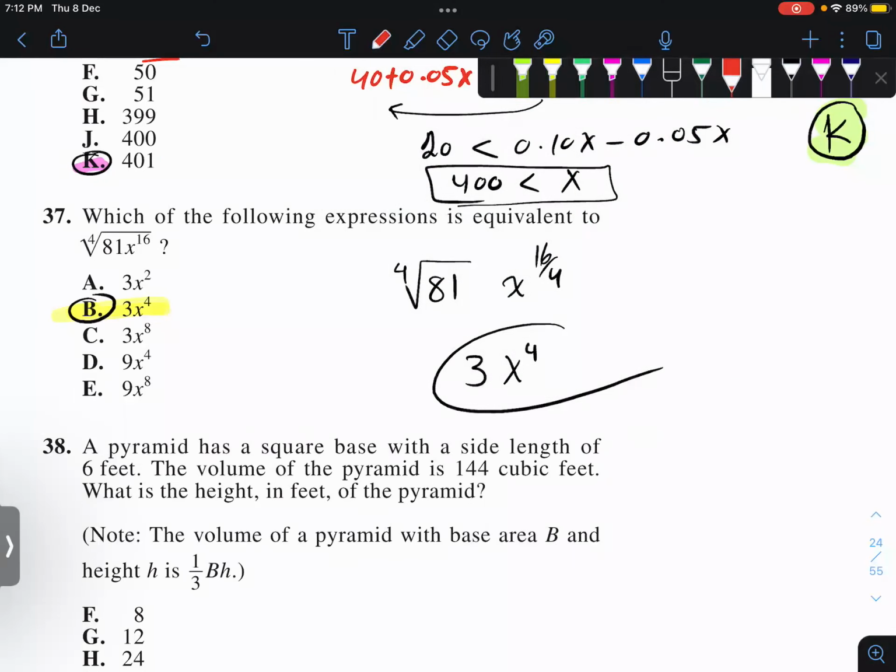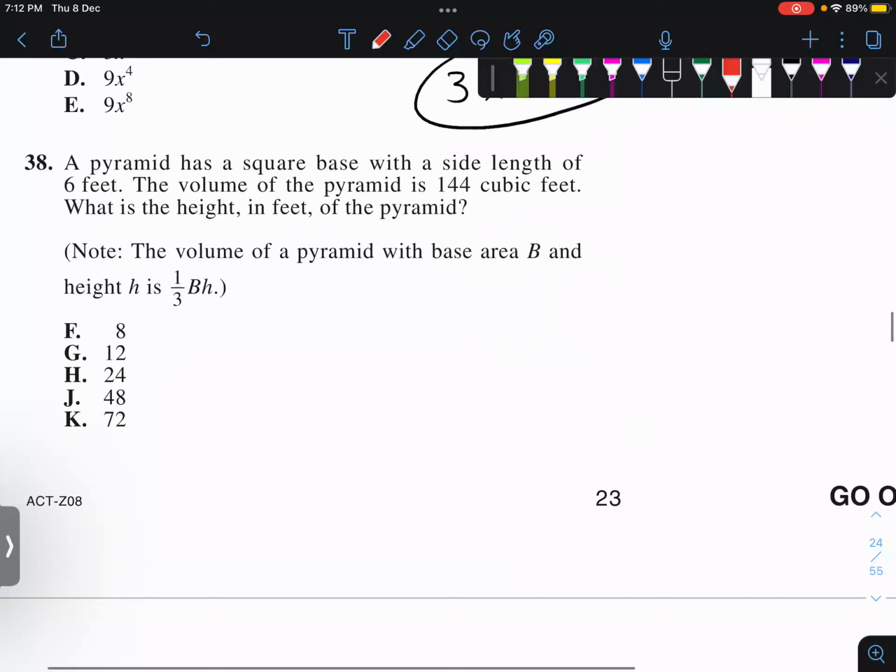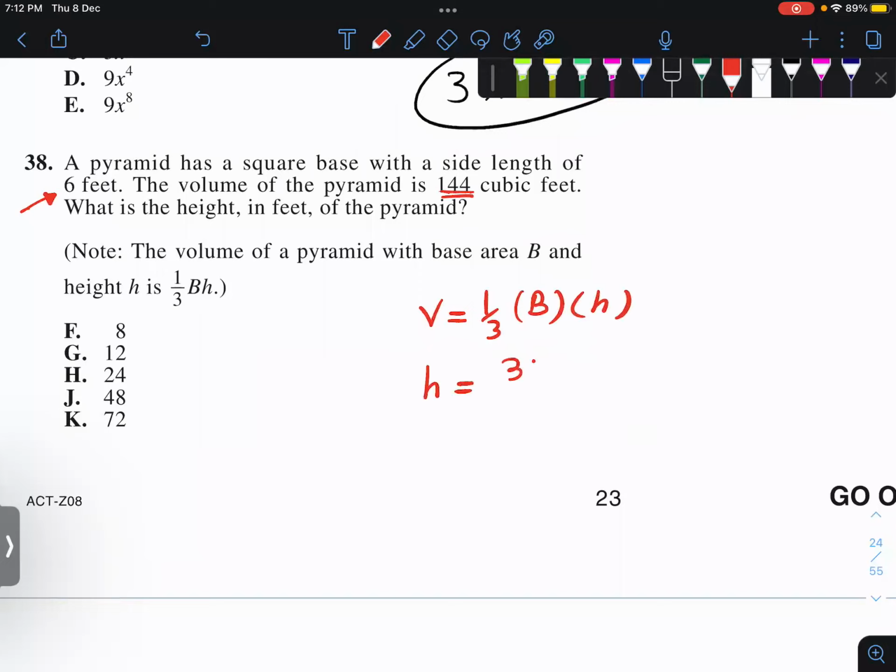Yes. Okay, number 38. A pyramid has a square base with a side length of 6 feet. The volume of the pyramid is 144 cubic feet. What is the height? So we know that the volume of the pyramid is 1/3 BH. We need to find the height. So the height is 3V over B, such that B is base area. So the height equals 3 times V, which is given 144 cubic feet, over the base area.